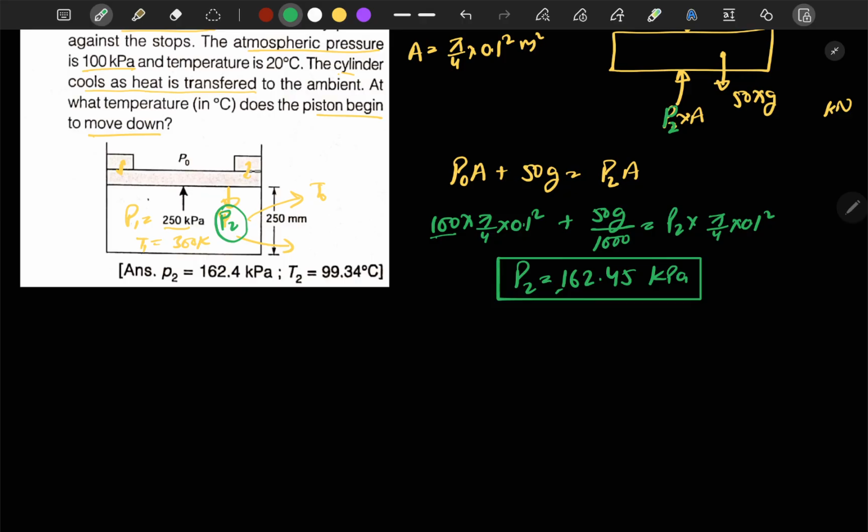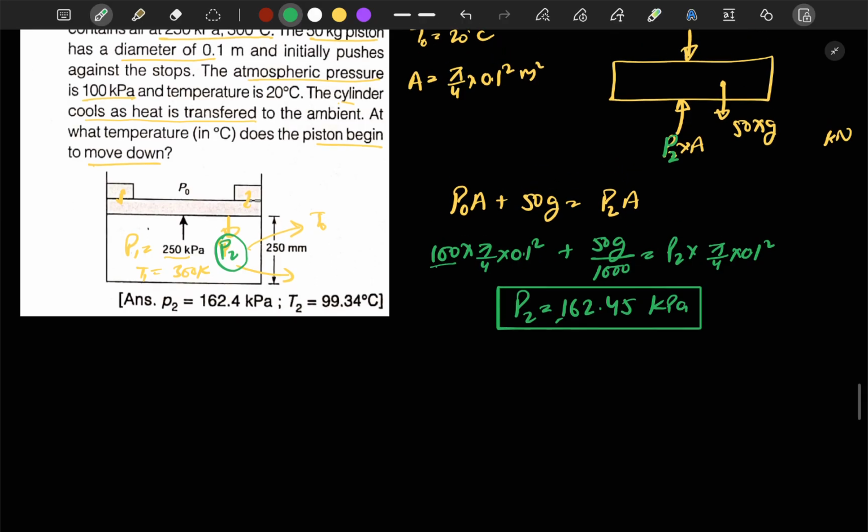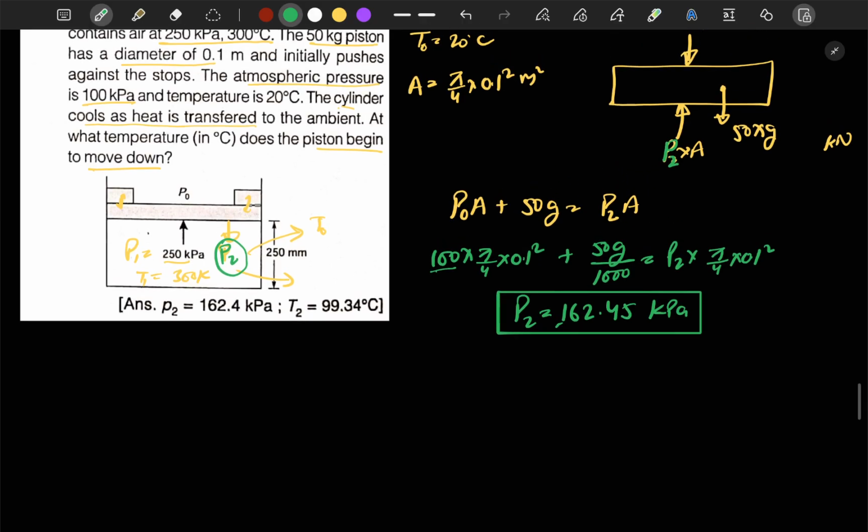Okay, and at this pressure what will happen? The piston will start to slowly move downward. Now what do we have to calculate? Since there is heat transfer to the ambient, the temperature will decrease, and we have to calculate the temperature at which the piston begins to move. We have calculated the pressure at which the piston begins to move. Now we have to calculate the temperature at which the piston begins to move.